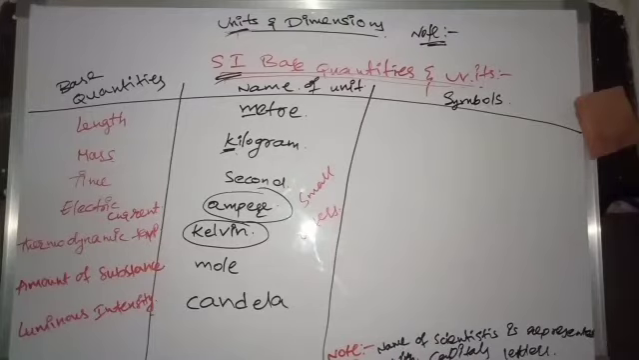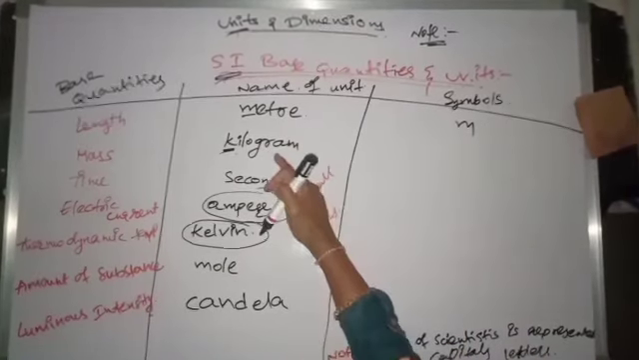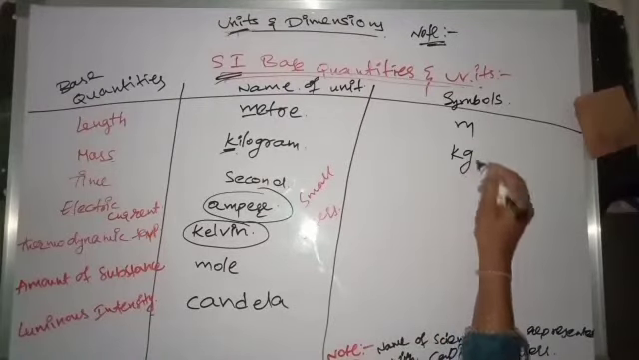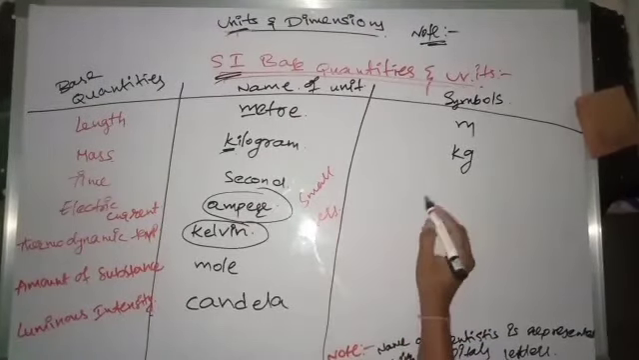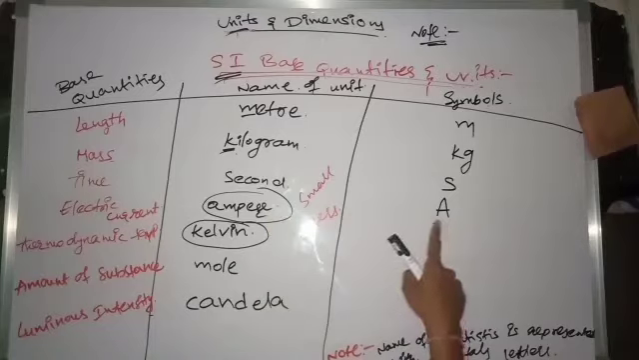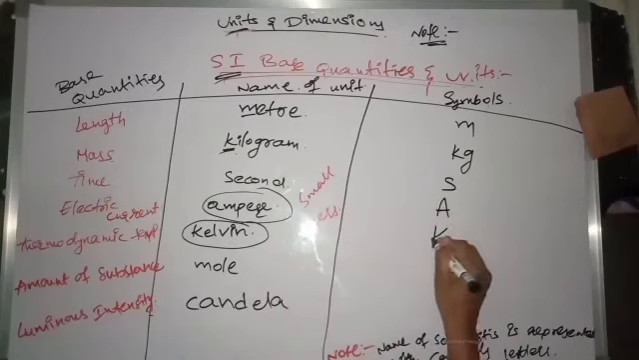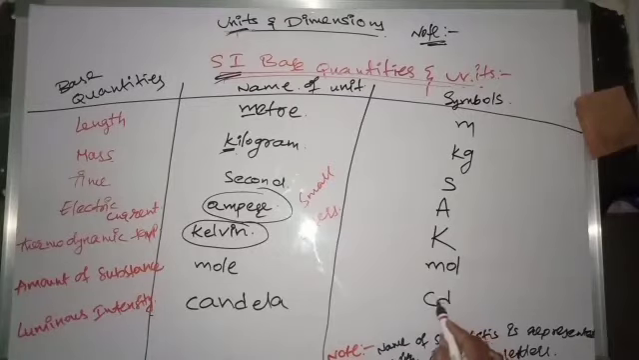So length is measured in terms of meters, and the symbol used is m. For kilogram, kg is not an abbreviated form of kilogram, it's a symbol for kilogram. And second, small s. Ampere is the scientist name, so I am writing the symbol as capital A. Kelvin is also a scientist name, so it's also a capital letter. The symbol for mole is mol. And candela, capital C, small d. It's also not an abbreviated form of candela, it's a symbol for candela.